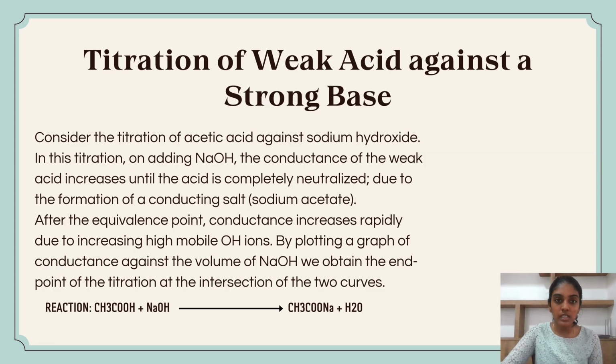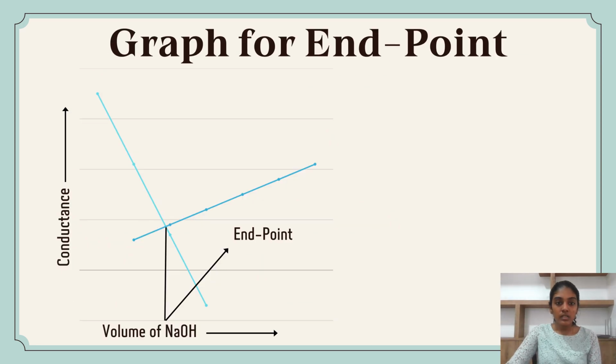So over here we have the reaction of the titration. We have acetic acid and sodium hydroxide as the reactants, and we obtain sodium acetate as the product. This is the graph for the endpoint of the titration. Over here we can see that the two curves intersect, and over here we obtain the endpoint of the titration.